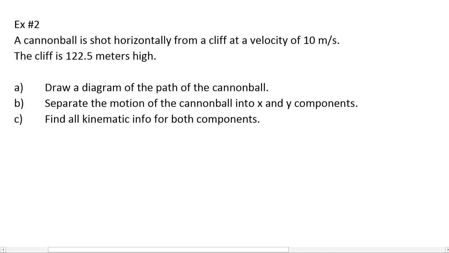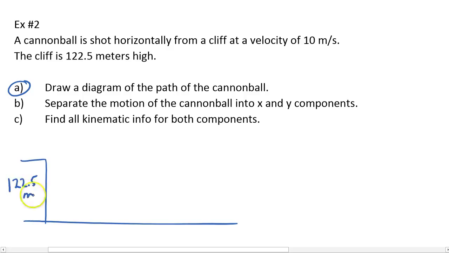All right, let's try example number 2. It says a cannonball is shot horizontally from a cliff at a velocity of 10 meters per second, and again the cliff is the same height. Okay, so let's draw a little bit of this one here. So, draw a diagram of the path of the cannonball. Okay, so here is the ground. Here is the cliff, and it is our nice favorite 122.5 meters high. So from here to here is 122.5 meters, and we're firing this thing, and it's going to take this parabolic shape as it hits the ground. Done. That's part A. Check.